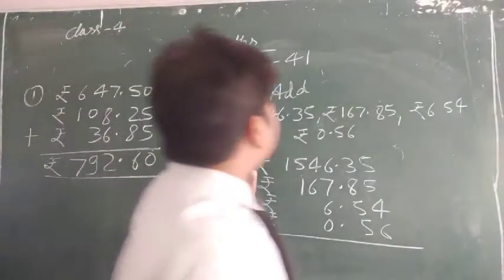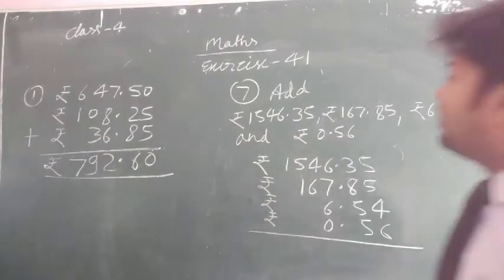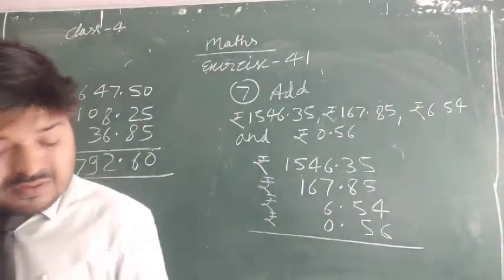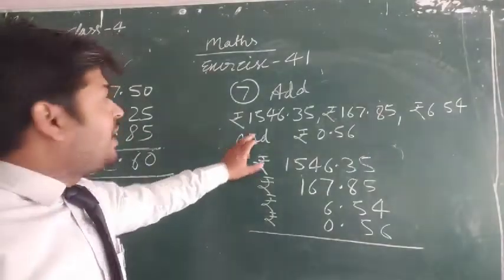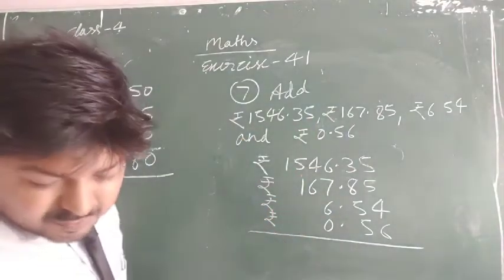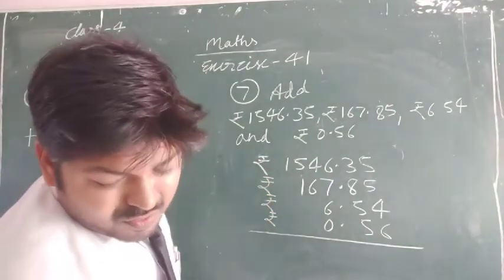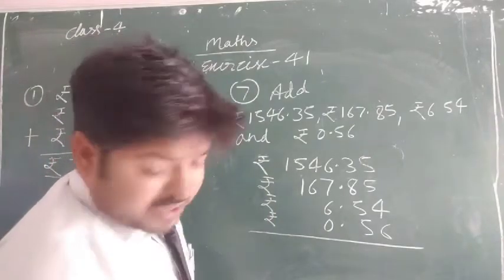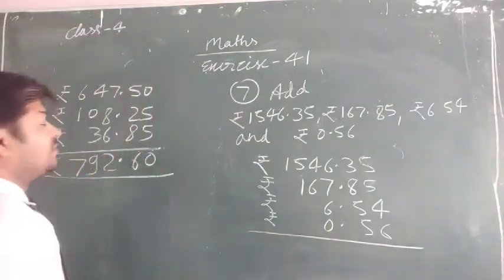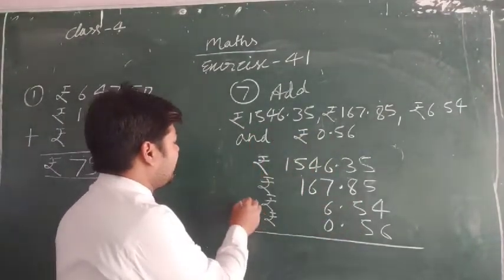Now I am going to tell you question number 7. Question number 7 is this: add the following amounts. Firstly you have to write these numbers in column. What is the number? 1546.35, 167.85, 6.54 and 0.56. So firstly you have to write these numbers in column like this, then you will add.